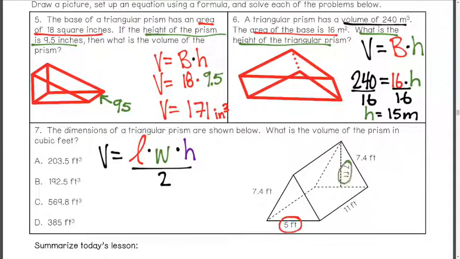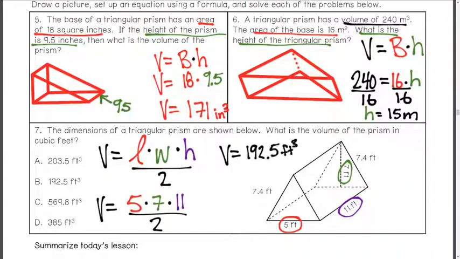Those are two significant numbers that I'm going to use, 5 and 7, but now I need to find the third number for the height of the prism. One of these three numbers is the height, but only one of them goes from one triangle to the other. So the height here would be 11, and that means I'm going to take 5 times 7 times 11 divided by 2. That would give me a volume of 192.5 feet cubed.